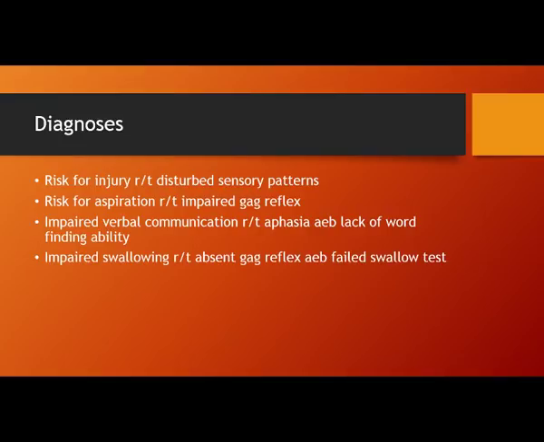Diagnoses. So there are a lot more in the book, but I just picked a few. Risk for injury related to disturbed sensory patterns. So you might think that, oh, it's great not to be able to feel pain. If I don't feel pain in my arm, that's wonderful. But people that actually lose pain sensation sometimes end up burning their arms severely before they realize what's going on, or are causing other severe damage.